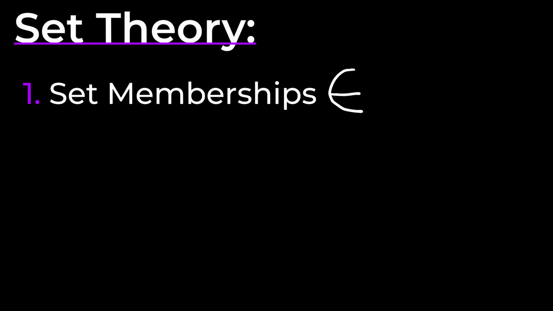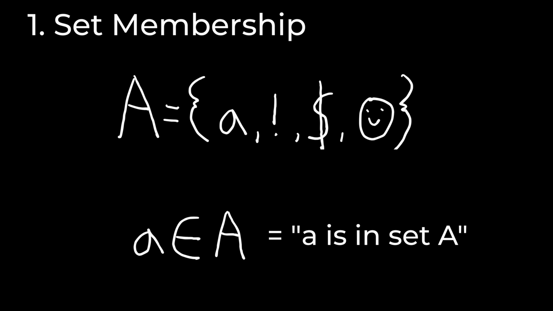Set membership lets you know who belongs in the set, and is written with this E-looking symbol. You write it like this, and this means A is in set A.